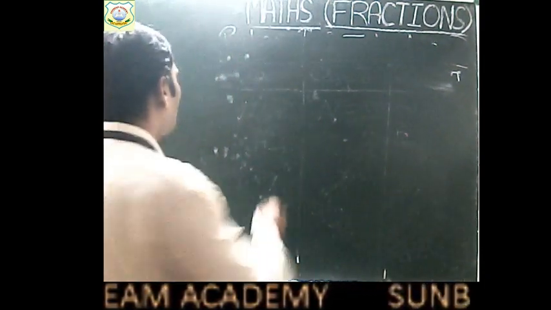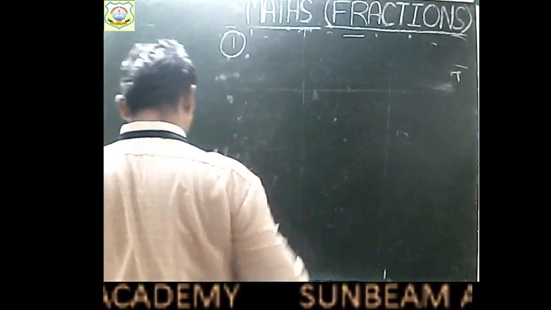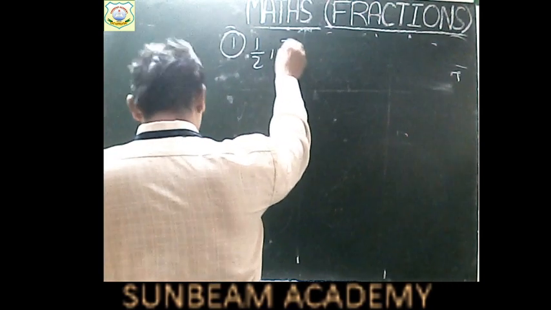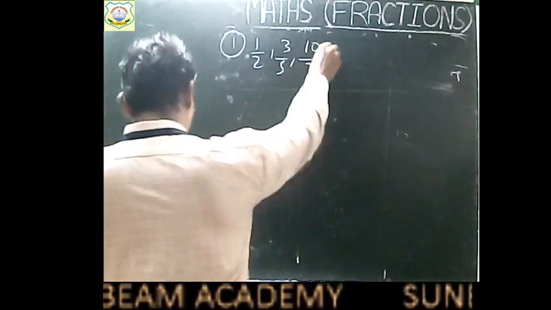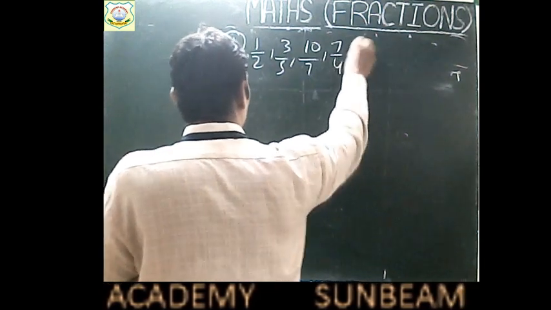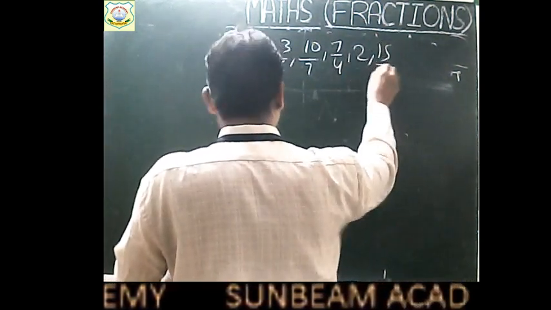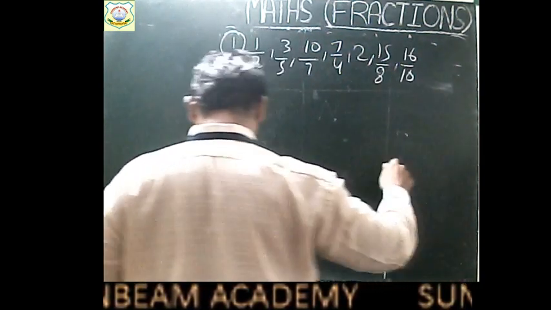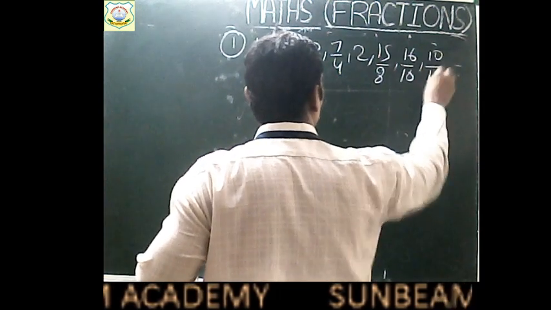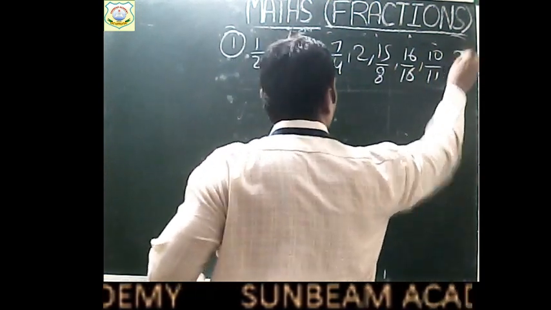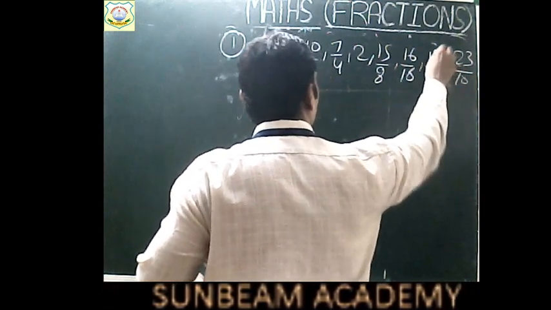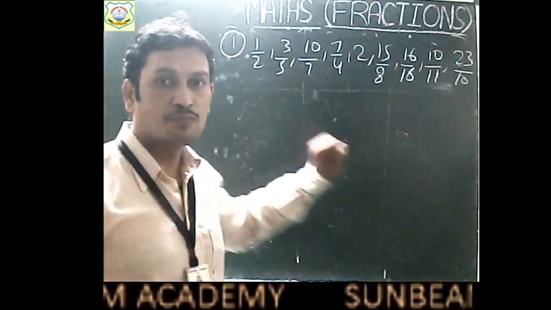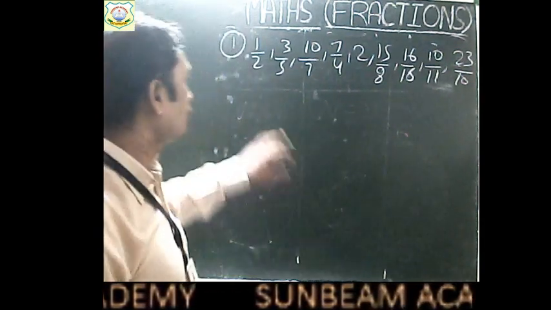Clear? So question number 1. What is question number 1? Here you can see some fractions are there: 1 by 2, 3 by 5, 10 by 7, then 7 by 4, 2, 15 by 8, 16 by 16, then 10 by 11, and lastly 23 by 10. These are the fractions, children. So we have to find the proper fractions. So which are the proper fractions, children?